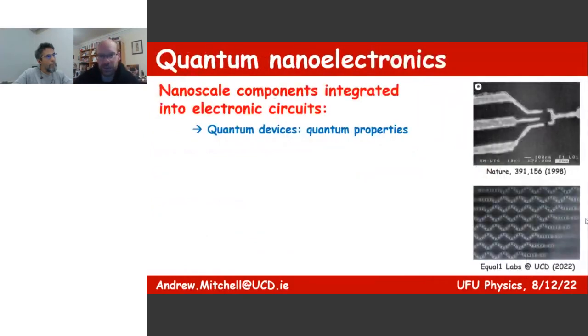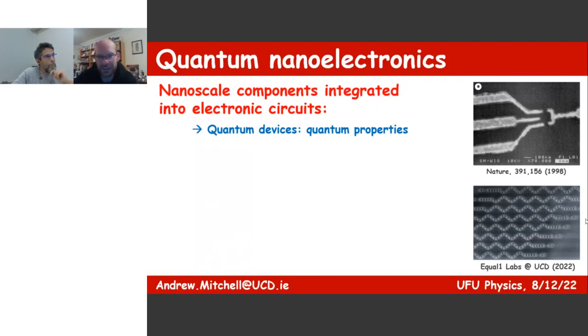With this race to the nanoscale has come our ability to control systems with exquisite in situ control on the nanoscale, and build quantum devices and really have control over the quantum properties. So the idea is to basically build these nanoscale components and integrate them into electronic circuits. And these quantum devices have quantum properties. The quantum properties show up, for example, in electronic transport through these devices.